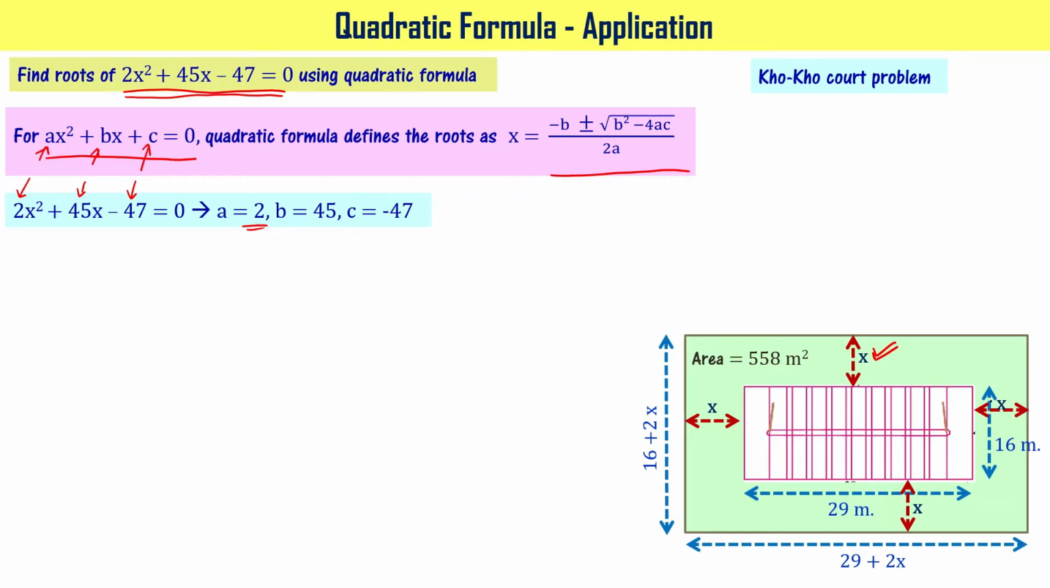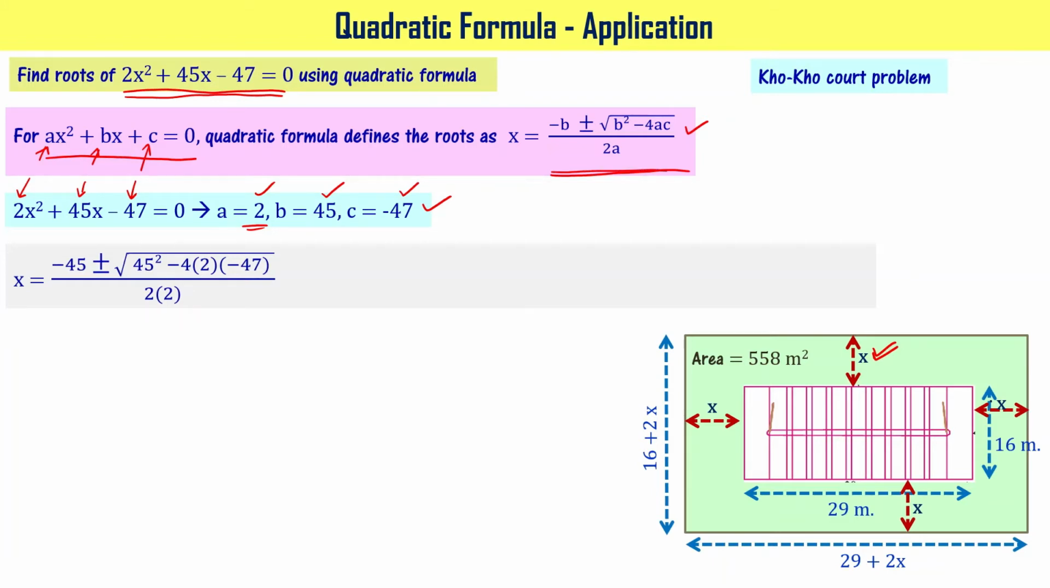Now let's substitute these three values into the quadratic formula. When you substitute, you write the equation as x equal to minus 45 plus or minus square root of 45 square minus 4 times 2 times minus 47 divided by 2 times 2, right? We have substituted a equal to 2, b equal to 45 and c equal to minus 47 into this equation, right? Now let us simplify this.